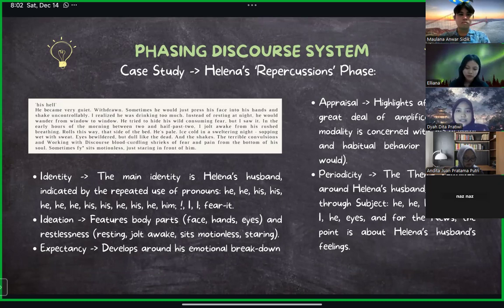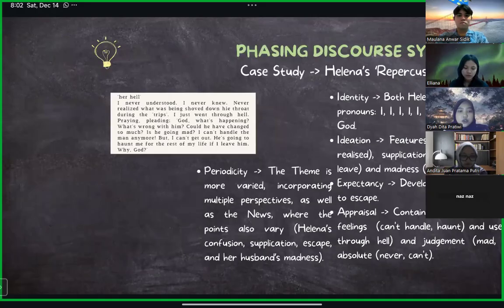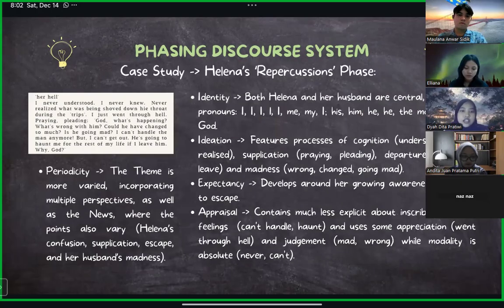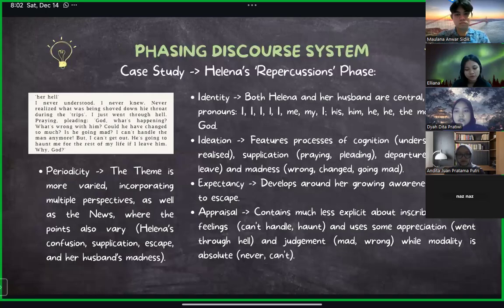Next, please. And this one is the discourse features in the her hell phase. There are 5 points also. The first one is about identity. In her hell, both Helena and her husband are central identities in this phase. It's reflected in pronouns I, me, my, his, him, he, the man, and God.